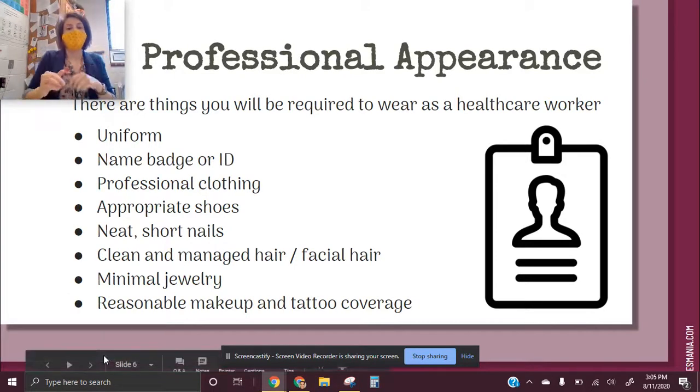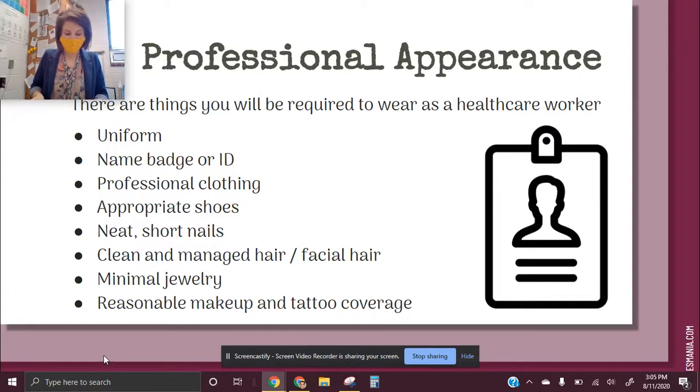Oh, all right. Reasonable makeup and tattoo coverage, okay? Does that mean that if you don't wear makeup, you have to? No, okay? I'm just saying that if you are going to apply makeup, make sure that you don't have it like with your cat eyes and overly done. It can put people off. You're not performing on a stage or anything like that. They don't need to see your makeup. Just make sure that it is decent. Don't go overboard. You don't have to have the smoky eye look every time.